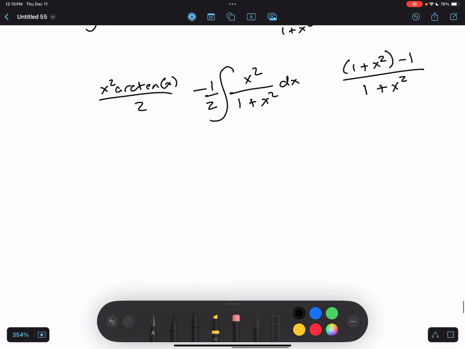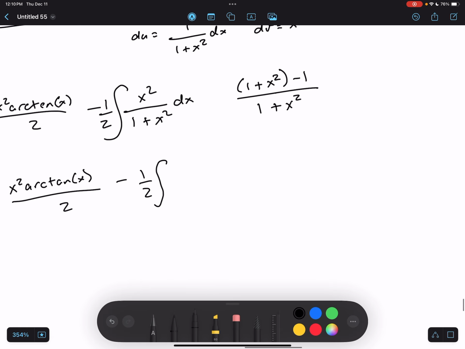So what we can now do is rewrite the whole thing. We'll say x squared arctan x over 2 minus 1/2 times the integral. And what we have now simplifies to 1 minus 1 over 1 plus x squared. You'll see here that what we've really got is two things on top with the shared denominator. This thing is the same as this thing, so that is just 1, minus now the other part, which is 1 over the denominator. So we can say 1 minus 1 over 1 plus x squared dx.